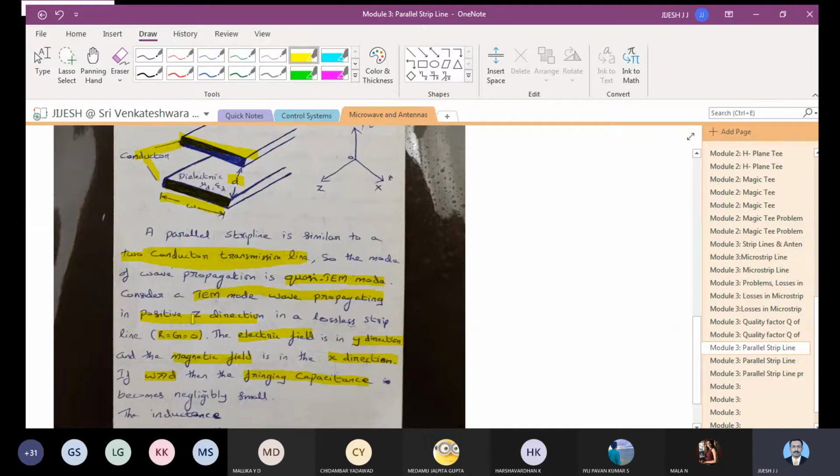These are a few more points which we need to add, and then we will go on to the equations for how to calculate the inductance, capacitance, and so on for this parallel strip line, and we will be solving a few numericals as well. So you can just note down this part, and then we will move on to the equations.